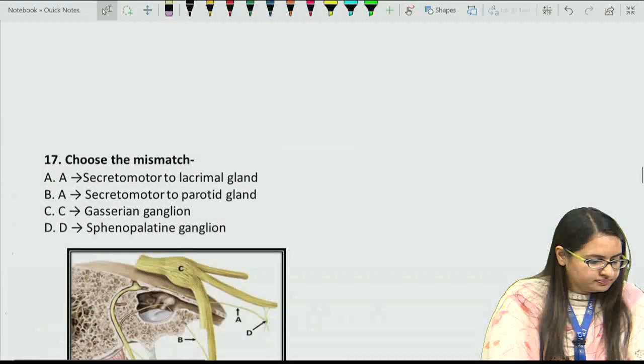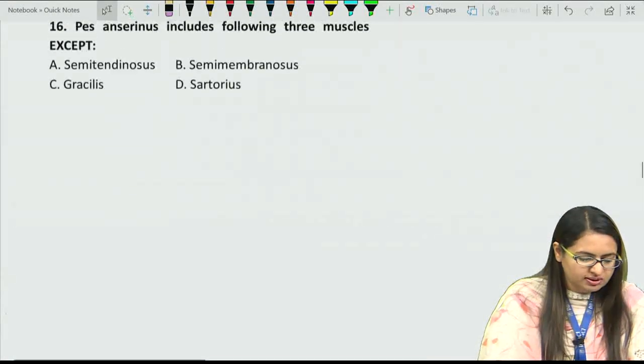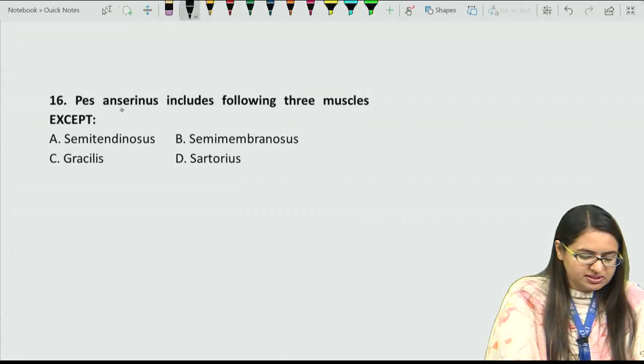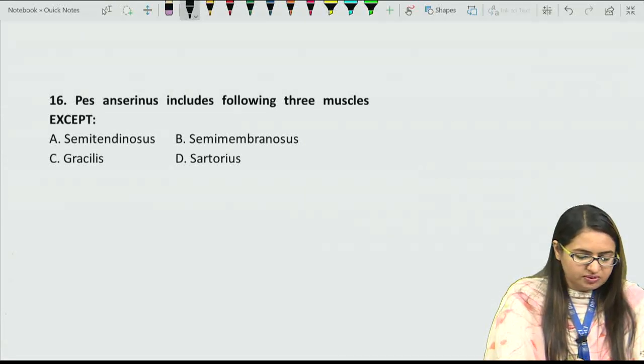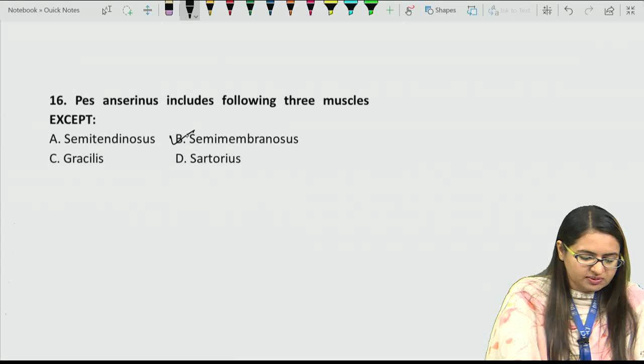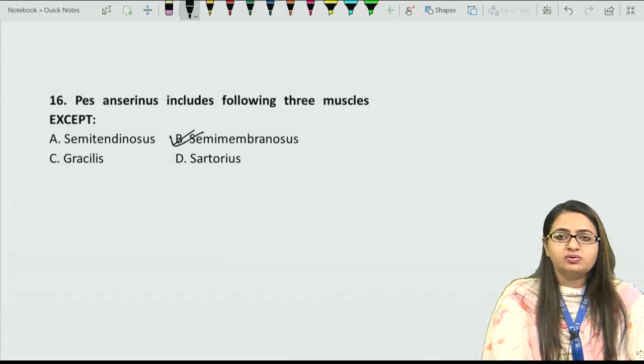The question number 16, it says that pes anserinus includes which of the three muscles? It includes all these three muscles except the B option, that is the semimembranosus.